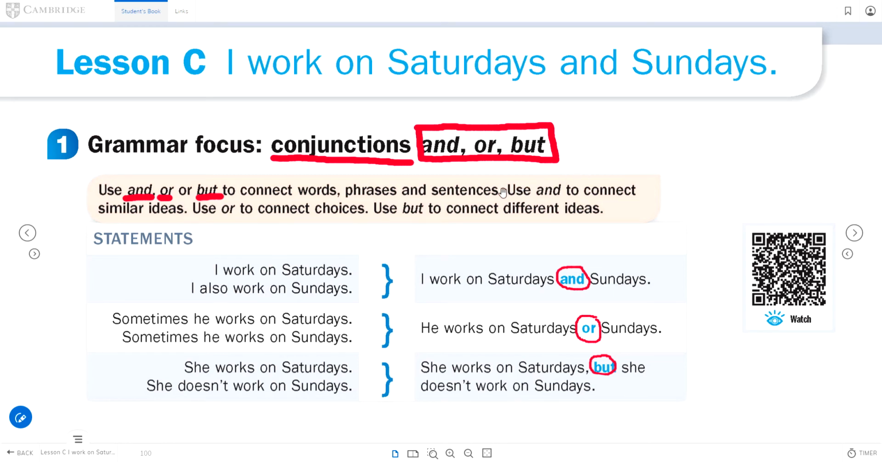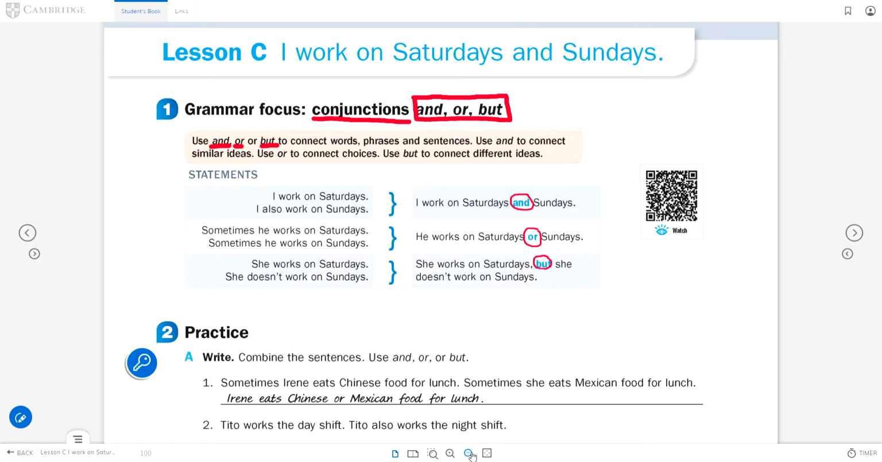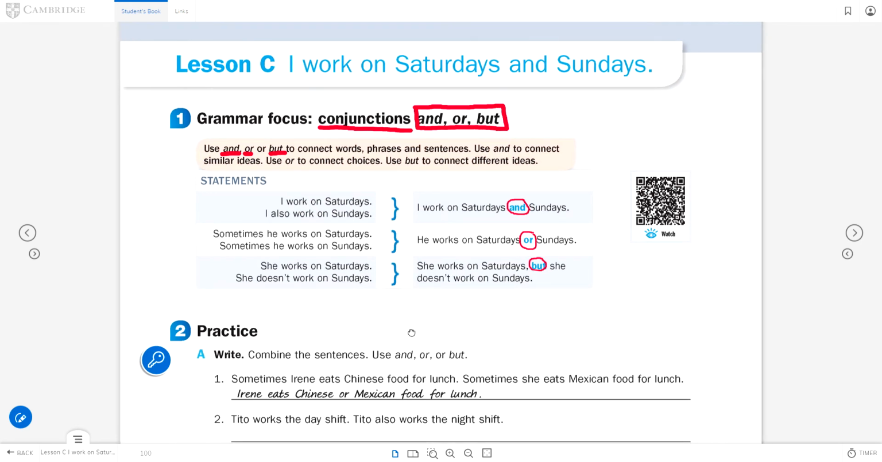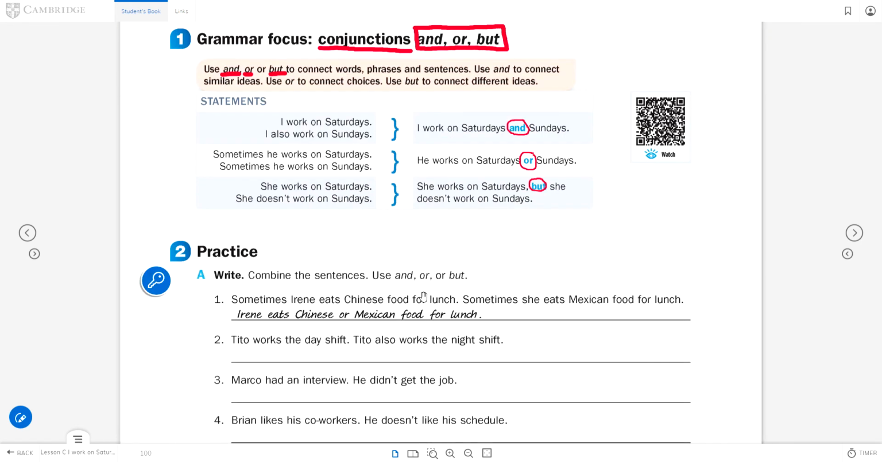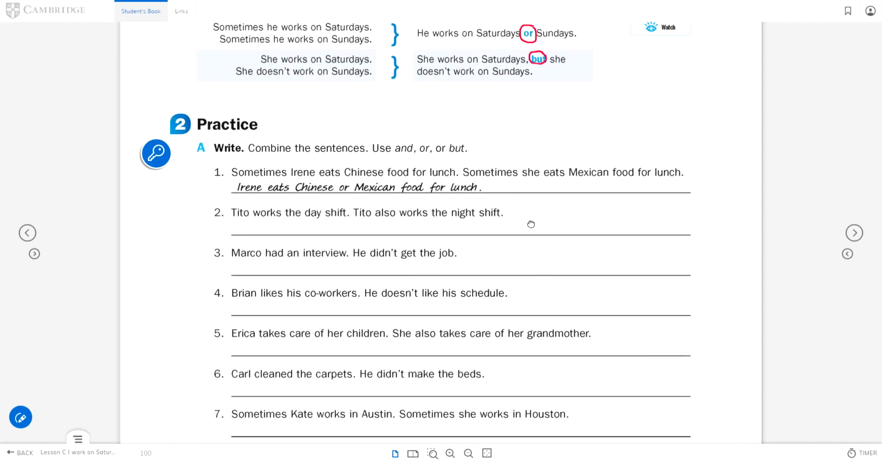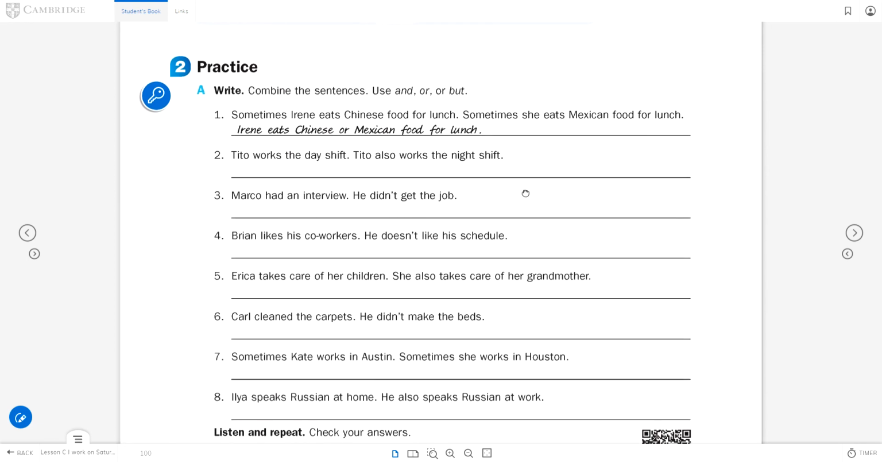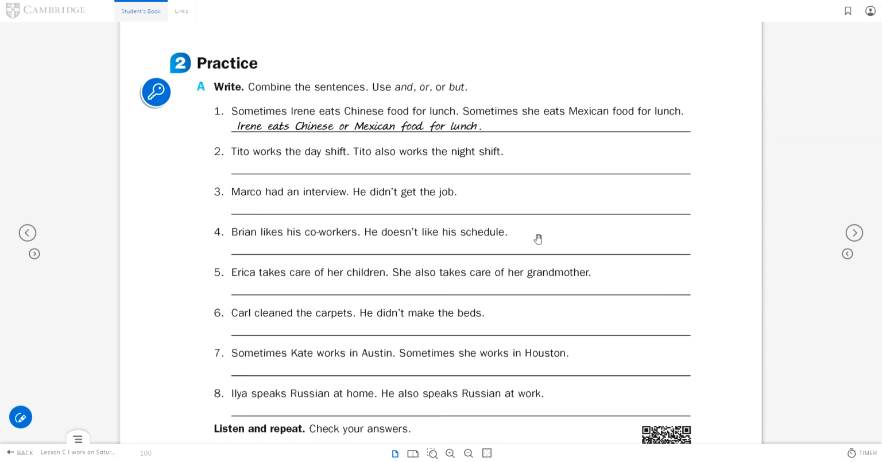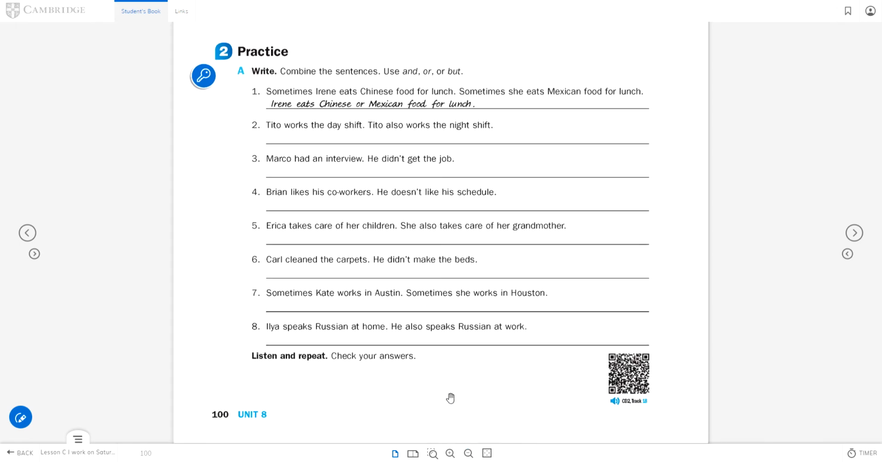Okay. I hope the explanation was clear enough. So now let's move on and do this exercise to see if everything is clear from our end, okay?